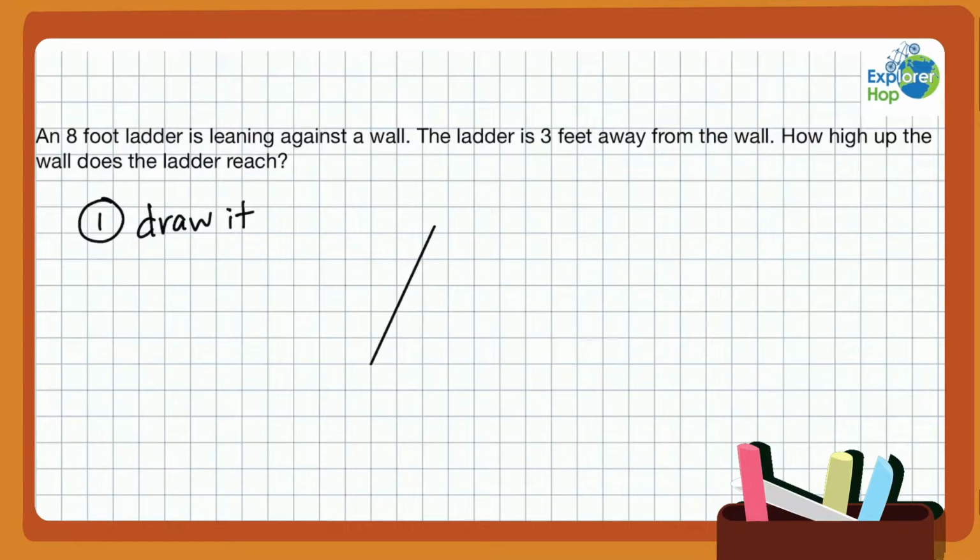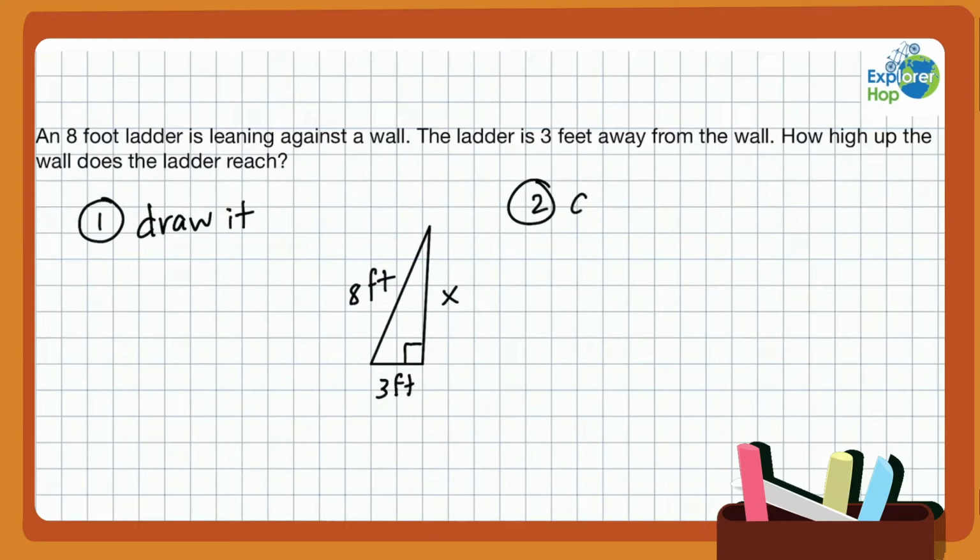So if the ladder is represented by this line, 8 feet tall, and this is the wall, and the ladder is 3 feet away from the wall, here we have a diagram, and we're trying to solve for this side length x. And since this is a right angle, making this triangle a right triangle, we can use the Pythagorean Theorem to solve for the value x.